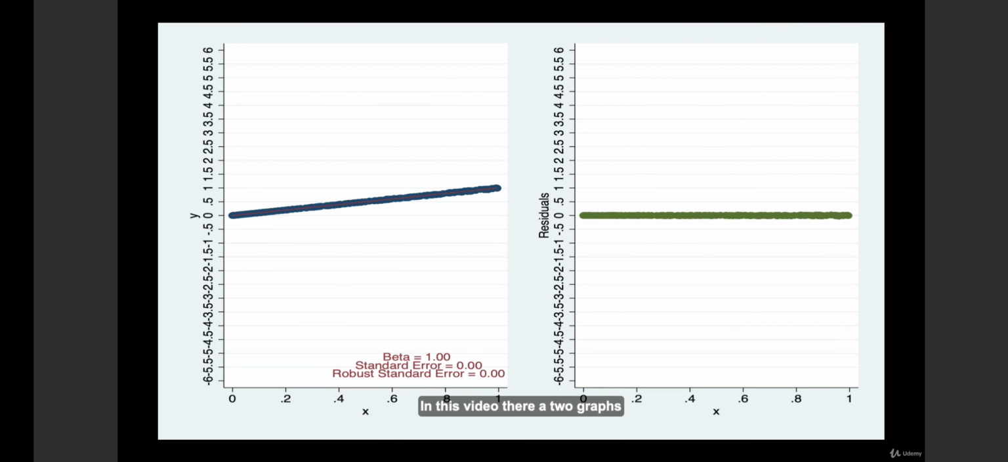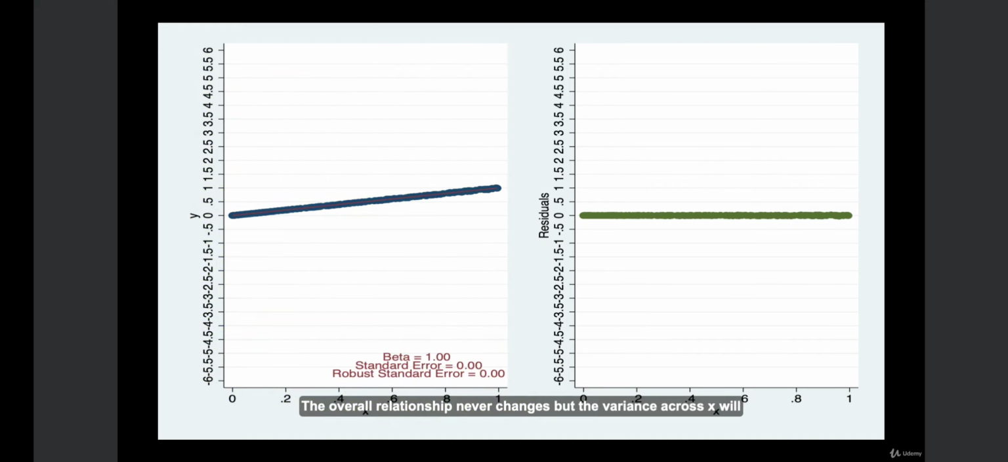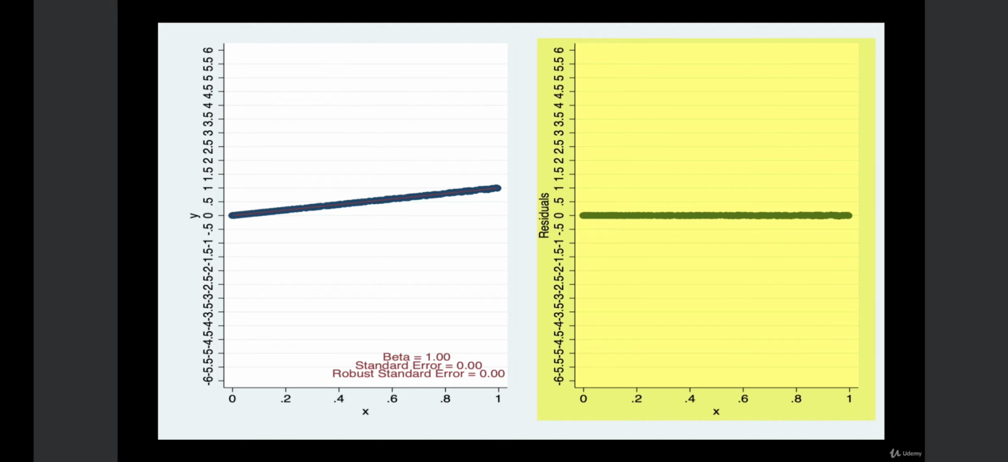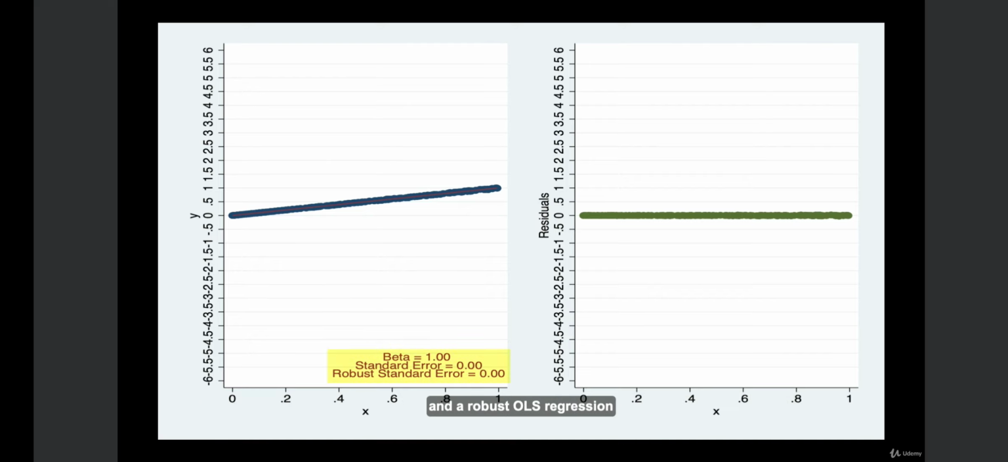In this video, there are 2 graphs. The left graph shows the relationship between the explanatory variable x and the dependent variable y. The overall relationship never changes, but the variance across x will. In the right graph, we see the residuals or errors of x. It shows the distance of the actual data points to the line of best fit. The left graph also shows the slope estimate and the standard error from a normal ordinary least squares regression and a robust ordinary least squares regression.